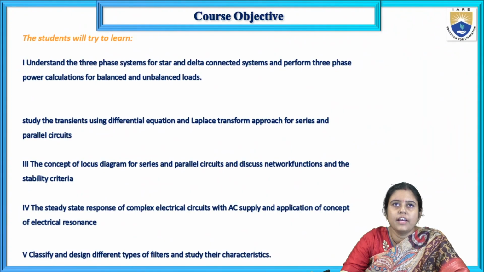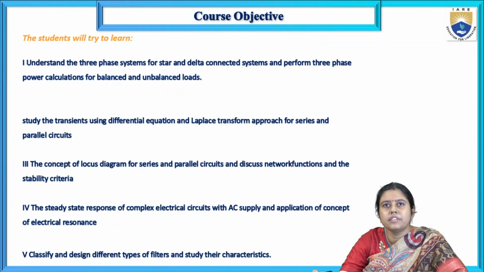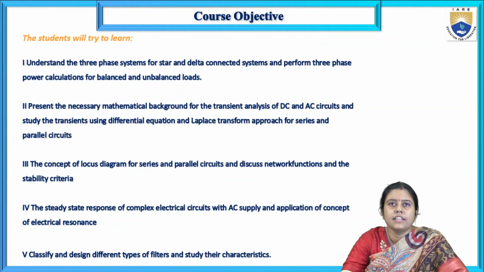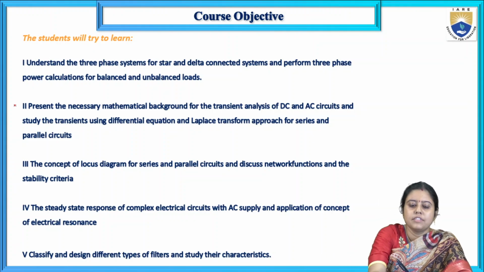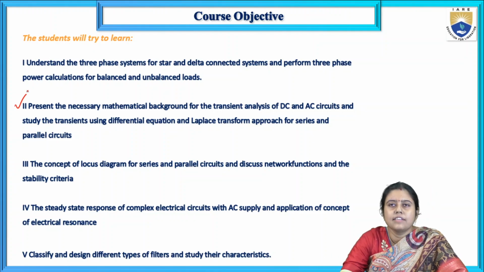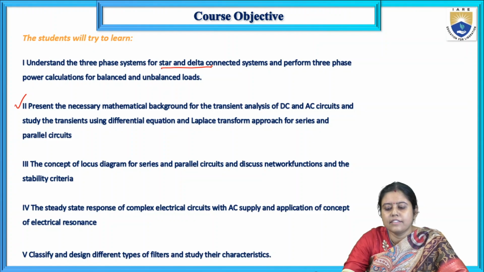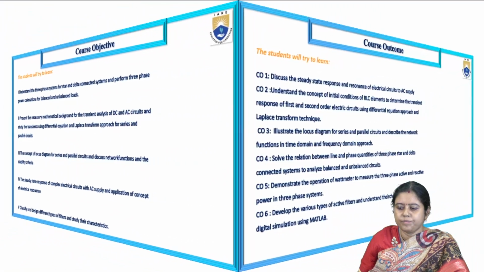So as I told, what is the objective? Already we have discussed many times. This is only for one quick discussion. Today our main objective is to present the necessary mathematical background for the transient of DC and AC circuits, and study the transient using differential equations and Laplace transforms for the series and parallel circuits. Also, we will try to understand the three-phase systems for the star-delta connected systems. So, these are the course objectives of my today's class.